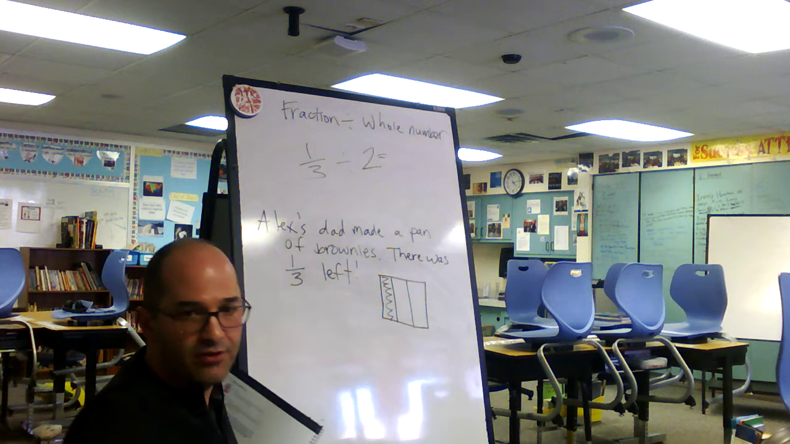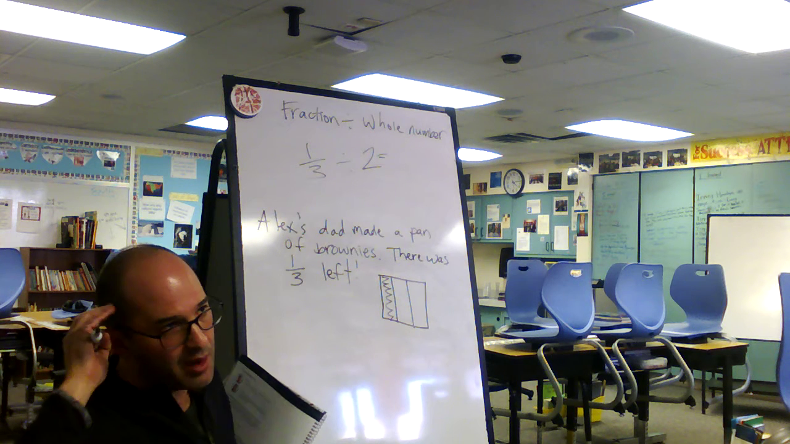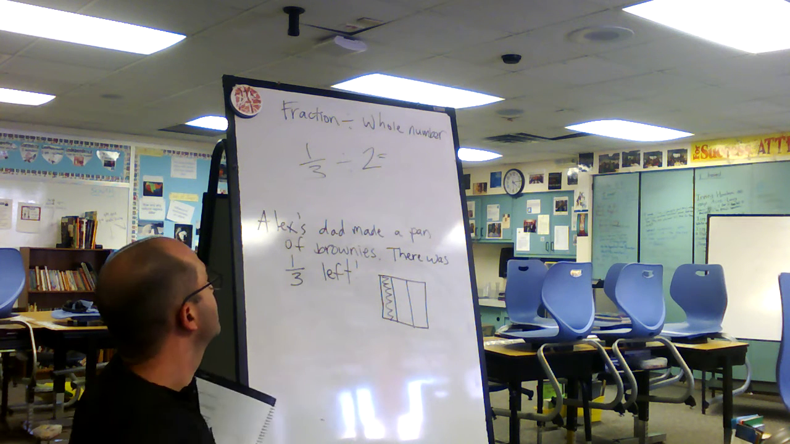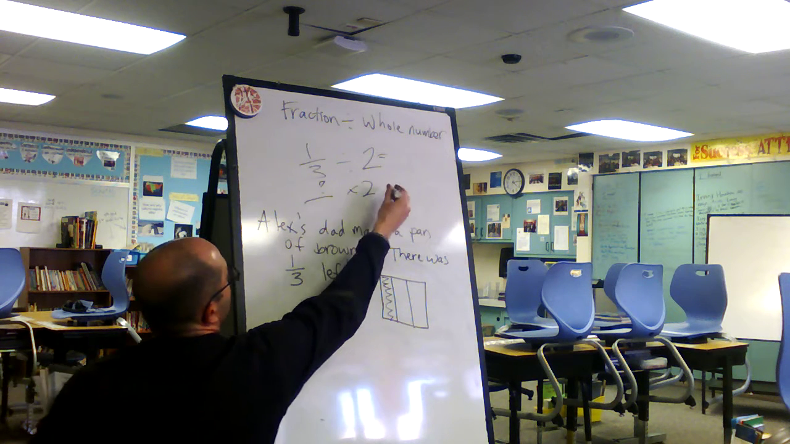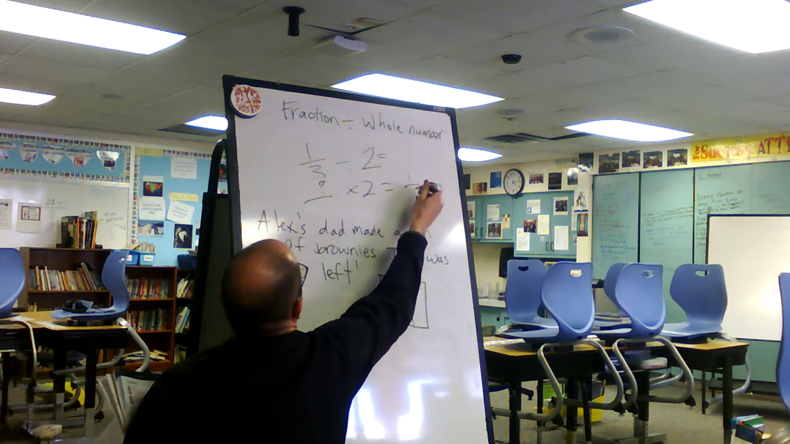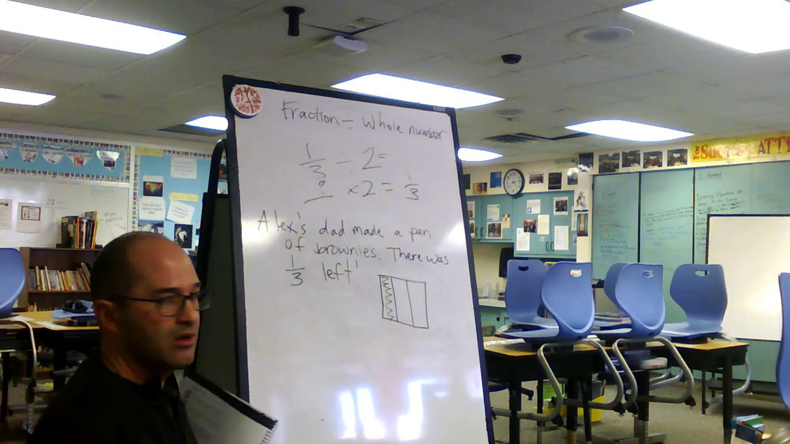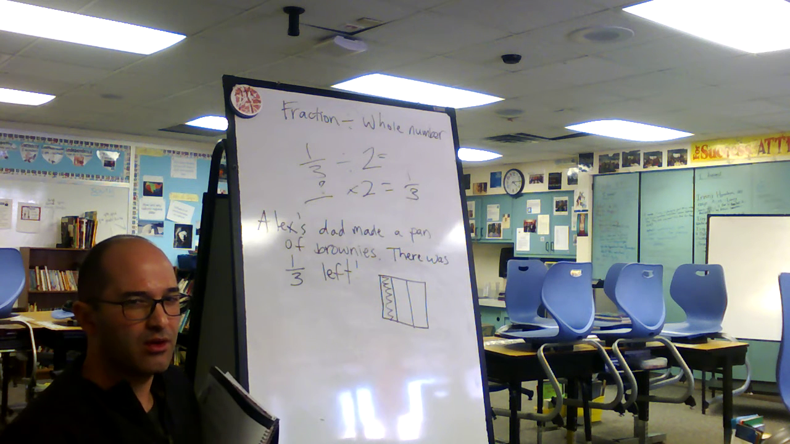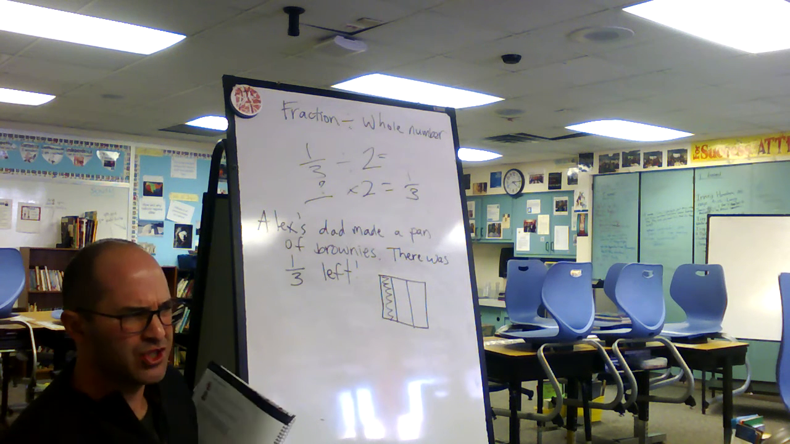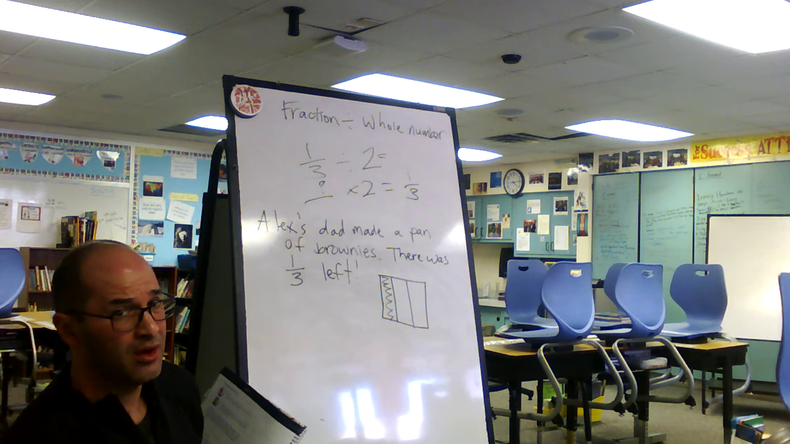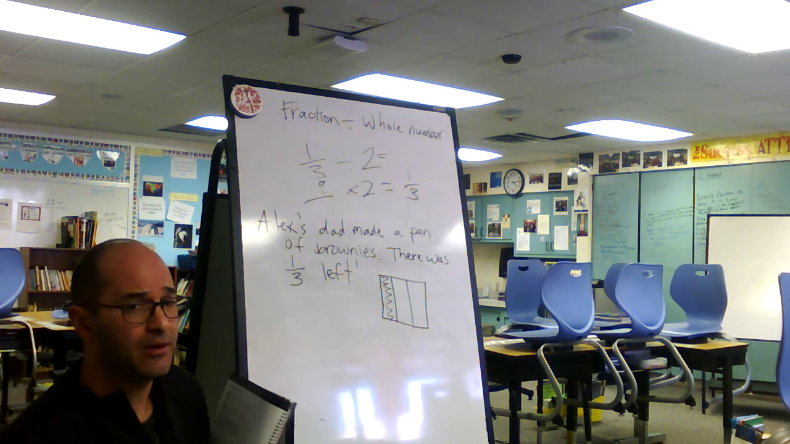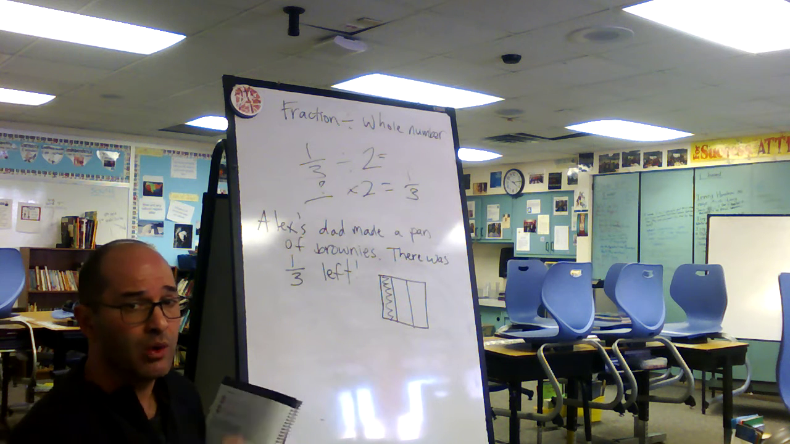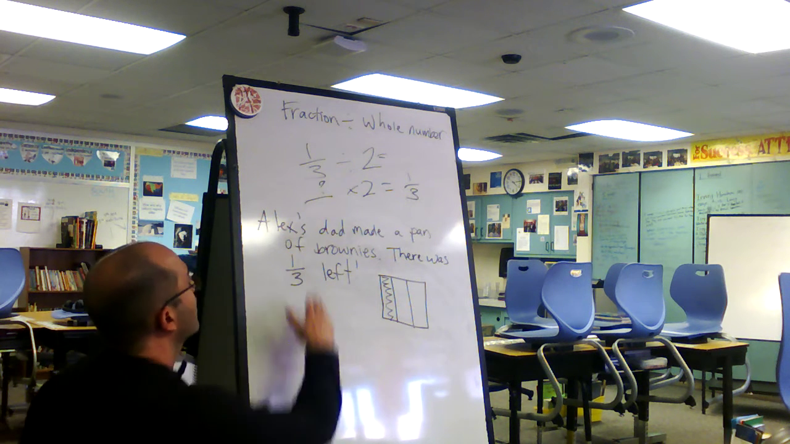Before, when it was 4 divided by 2, we said, how many 2's are in 4? Now I want to know how many 2's are in 1/3. Well, 1 2 is 2. There's definitely less than 1 2 in 1/3 because 1/3 is less than 2. So it's less than 1 because 1 times 2 is 2. We want it to equal 1/3.